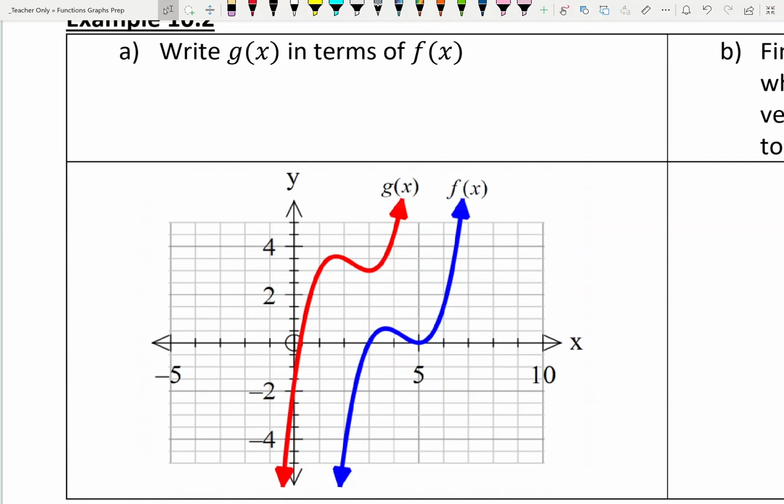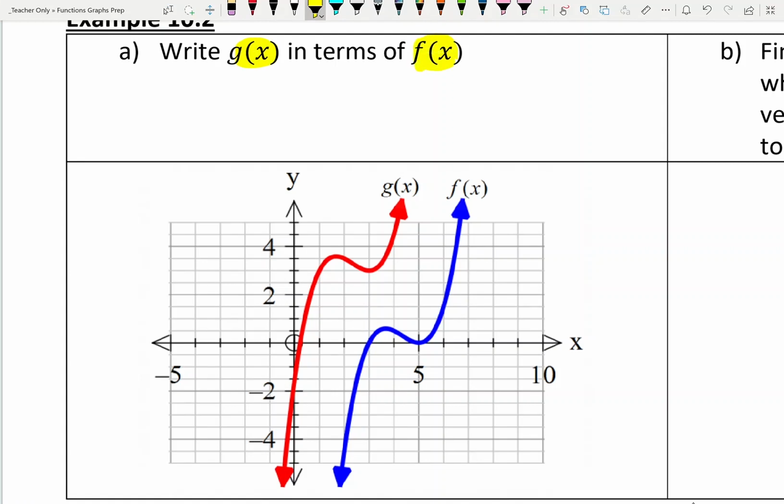Example, we've got two functions drawn on the Cartesian plane, f of x and g of x. We don't actually have any information about the functions. It's possible that we could work out what they are, but we don't need to. What we're being asked to do is write g of x in terms of f of x.